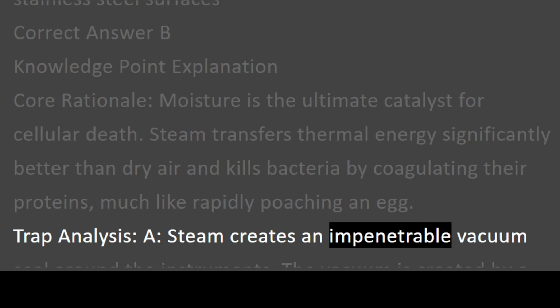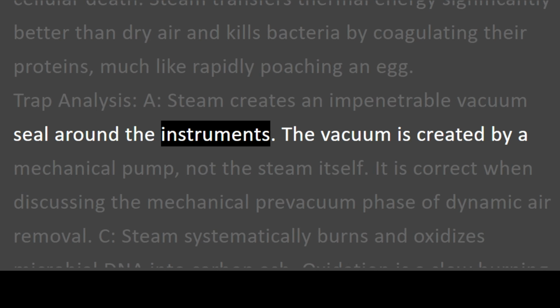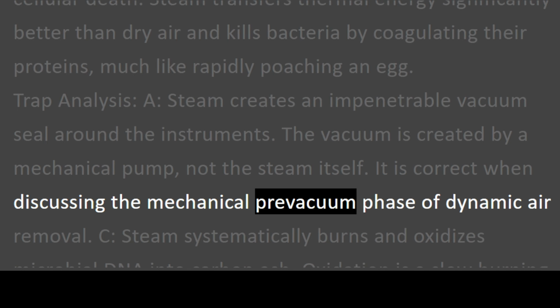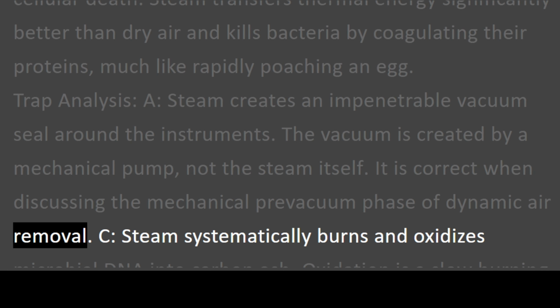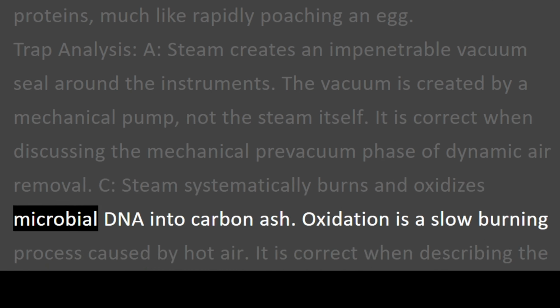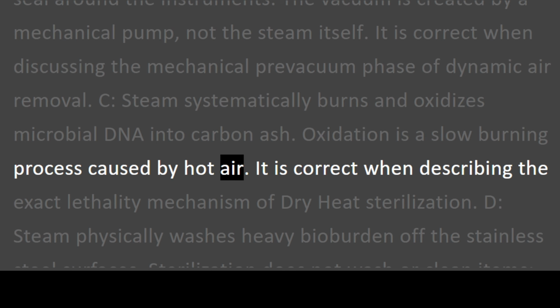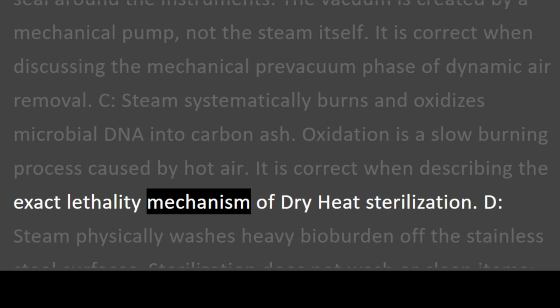Steam creates an impenetrable vacuum seal around the instruments. The vacuum is created by a mechanical pump, not the steam itself. It is correct when discussing the mechanical pre-vacuum phase of dynamic air removal. C. Steam systematically burns and oxidizes microbial DNA into carbon ash. Oxidation is a slow burning process caused by hot air. It is correct when describing the exact lethality mechanism of dry heat sterilization.